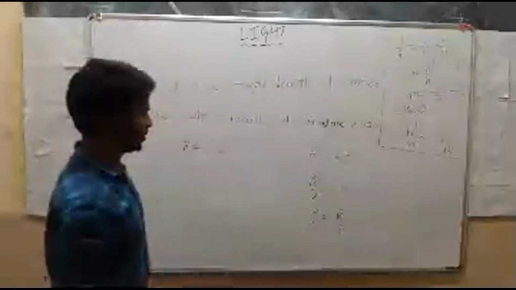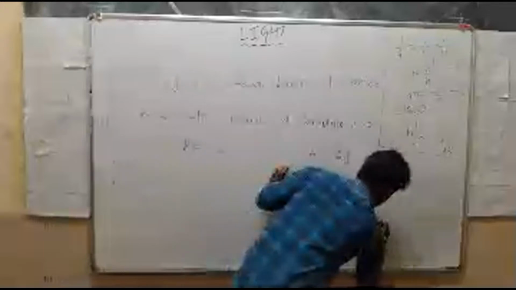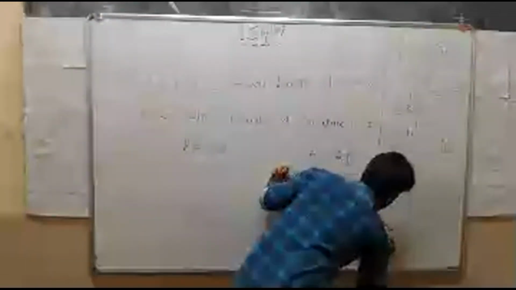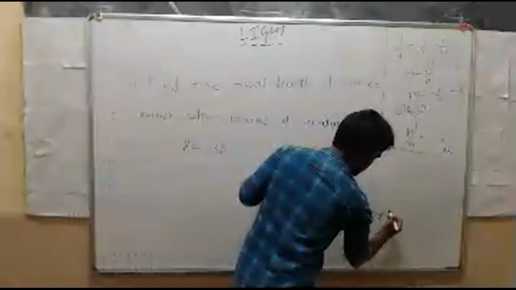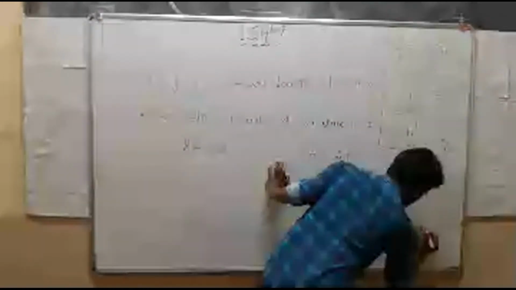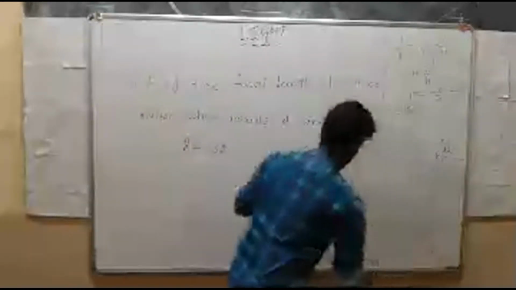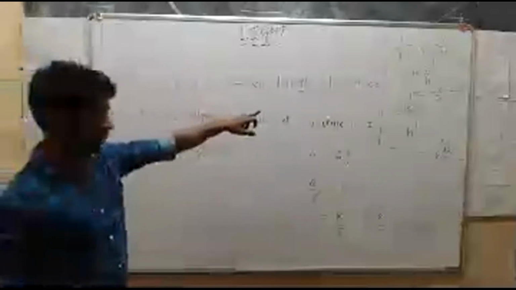Then substitute the values. What is the radius of curvature? Radius of curvature is 32 centimeter divided by 2. What is the answer? 2 sixteens are 32. That is 16 centimeter. And here the focal length of the convex mirror we should always get as positive, right? So that's why we should write focal length equal to 16 centimeter.